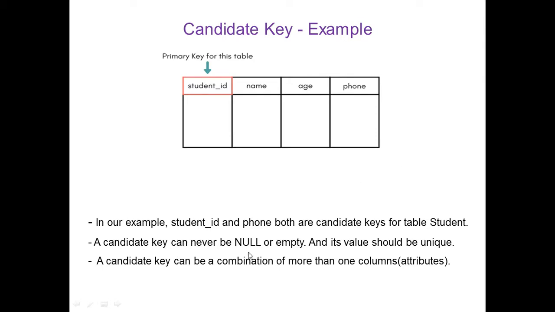A candidate key can never be null or empty, and its value should also be unique. And as the candidate key can be the combination of more than one column or more than one attribute, those combined attributes can become the candidate key. And those combined attributes are going to identify the record in the table.